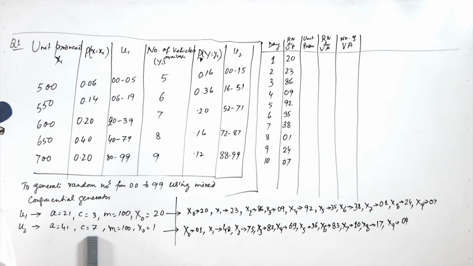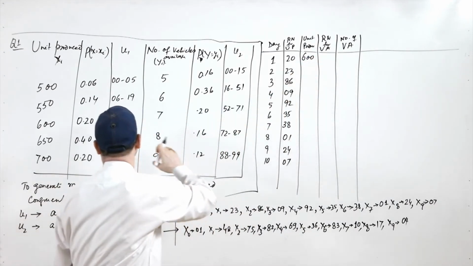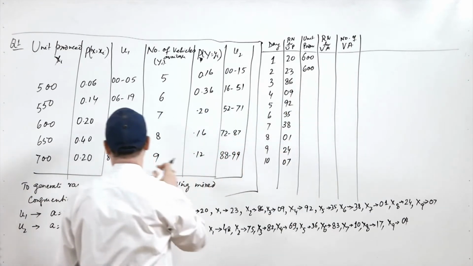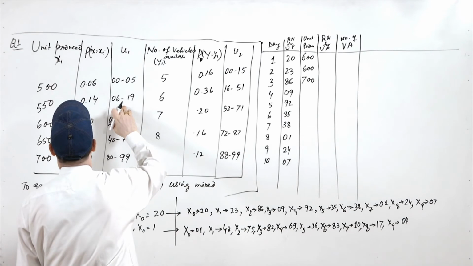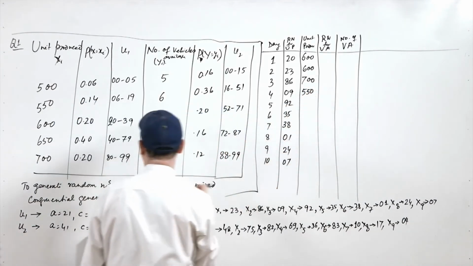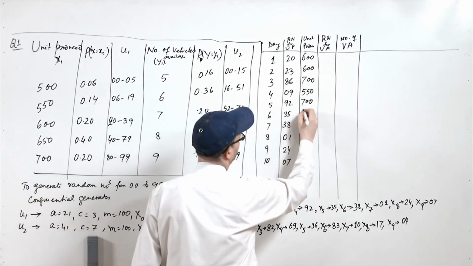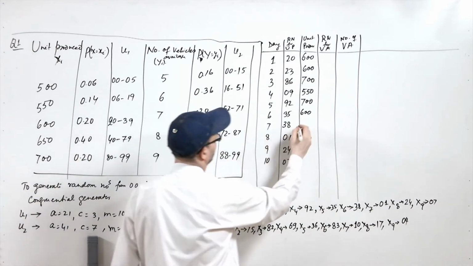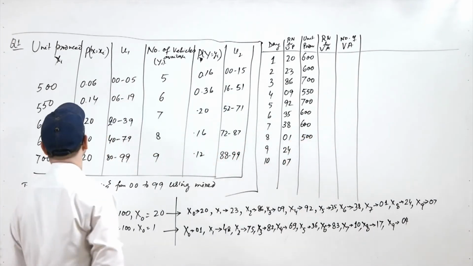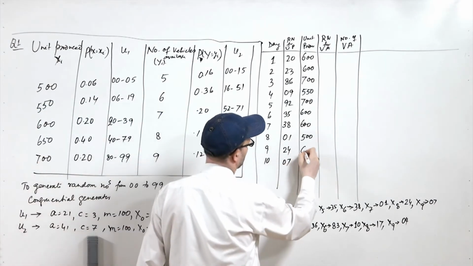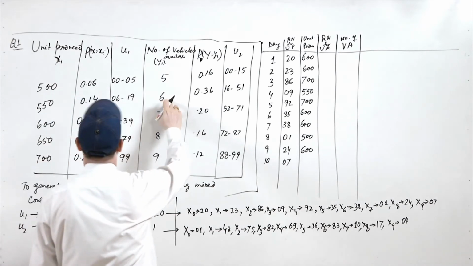Now against these numbers, if you compare from here, 20 comes in this, so here you will have units produced 600. 23 also comes here, so 600. 86 comes here, so 700. 9 comes in the second row, that is 550. 92 will be here, so that will be 700. 35 will be here, that is 600. 38 will be again here, 600. 01 will be in this, 500. 24 will be in this range, so 600. And 7, so 7 will be in that second one, so that will be 550.